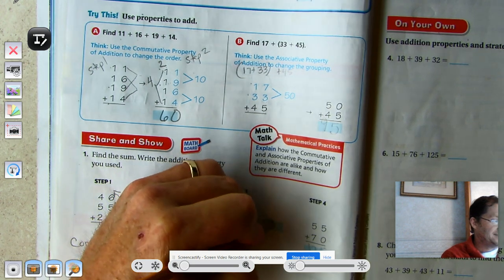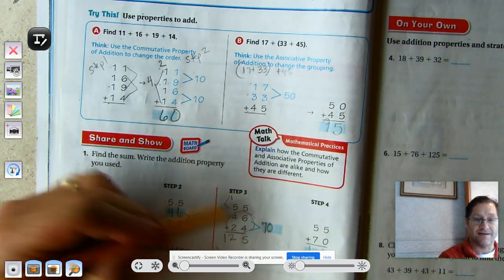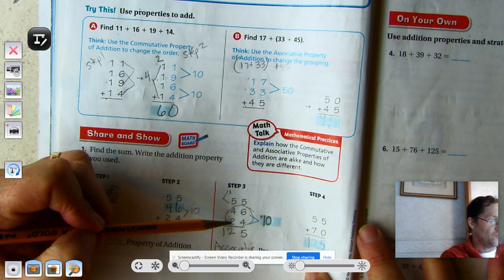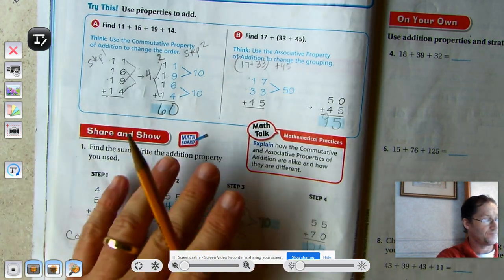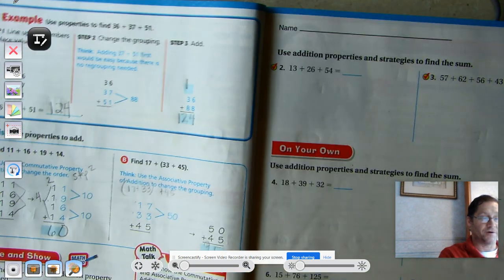And I actually wanted to write 70 here. Let me write 70, because 46 plus 24 is 70. And that's how they got to 70 there. All right, let's move on to page 23.